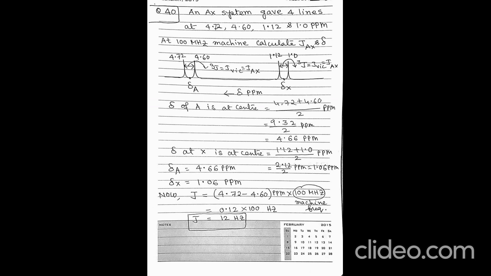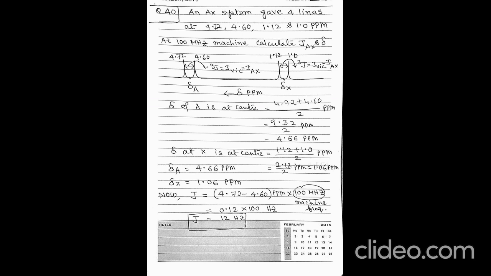Now if we want to report the J value, we know that J has the unit Hertz. J cannot be expressed in ppm. So although we have got the difference, 0.12 ppm, that is not the J value. We have to convert this 0.12 ppm into Hertz. For that, we multiply this by the machine frequency, here 100 megahertz. So 0.12 multiplied by 100 gives 12 Hertz. That is the coupling constant of this AX system.